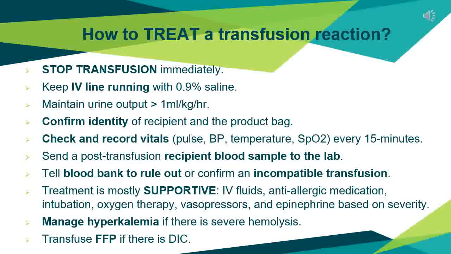How to treat a transfusion reaction? When a transfusion reaction is suspected, the transfusion should be immediately stopped. An intravenous line of 0.9% saline should be kept open. Maintain urine output at more than 1 ml per kg per hour. The product bag should be examined and the patient's identity should be confirmed. Vitals such as pulse, blood pressure, temperature, and SpO2 should be monitored and recorded every 15 minutes.